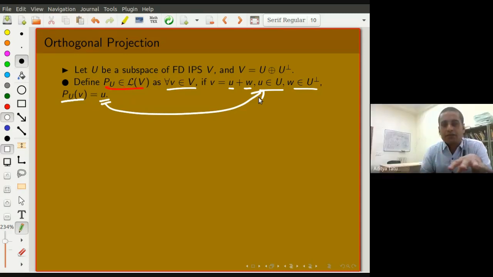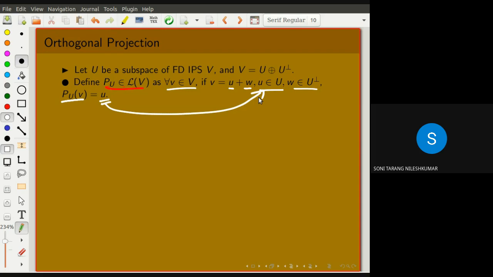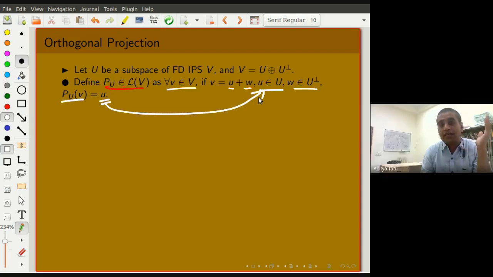In fact, this non-zero dimensional assumption is only going to play a small role, but V written as the direct sum of U and U perp is true for any U. Because if U is theta, then U perp will be V. I did not choose any particular subspace. U could be any subspace of this finite dimensional inner product space V.